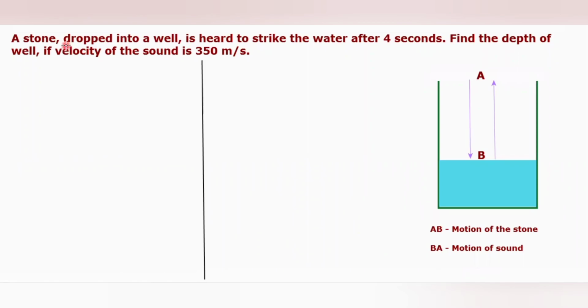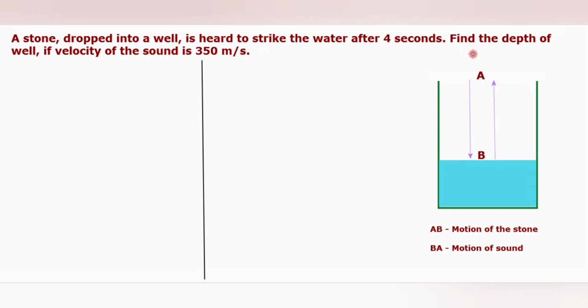Today's session, we are going to discuss a numerical on the topic motion under gravity. Let's go to the numerical. A stone dropped into a well is heard to strike the water after 4 seconds. Find the depth of the well if the velocity of sound is 350 meters per second.